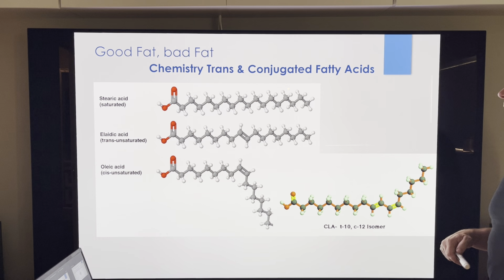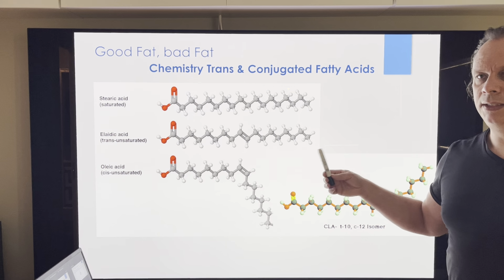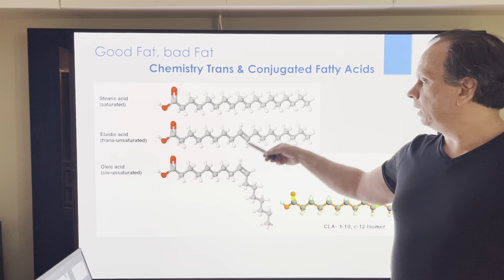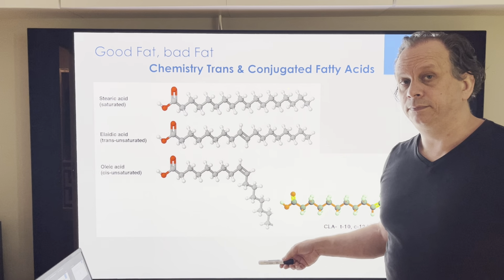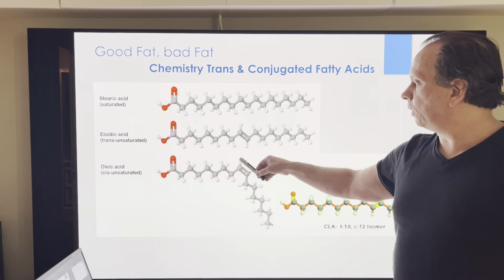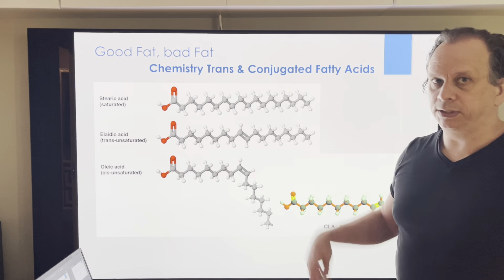But it's not only that, and the reason it's called a trans fat is just nomenclature. Because if it's straight, it's called trans. If it's bent, it's called cis. Because cis is when you have one hydrogen on each side on the same side, and trans is on opposite sides.